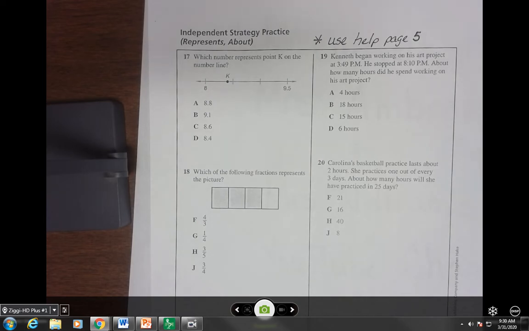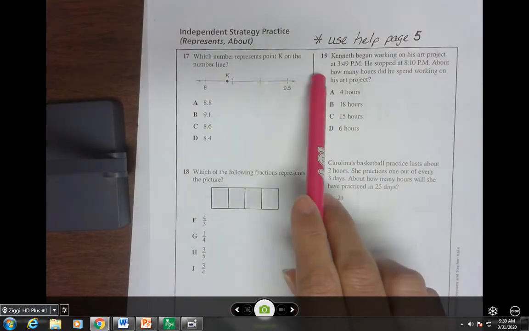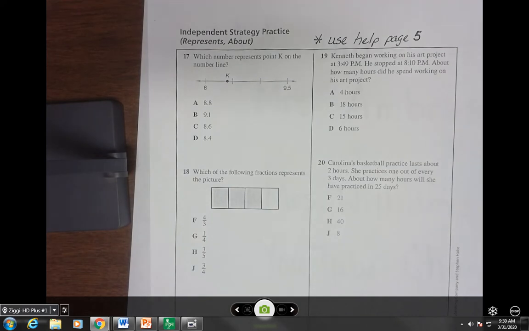Today we have chosen to do question number 19 together, which happens to be a time problem. If you guys remember, right before we left for spring break, this is what we were working on in class. We were working on our time problems. So, Miss Williams, will you read that problem to us?